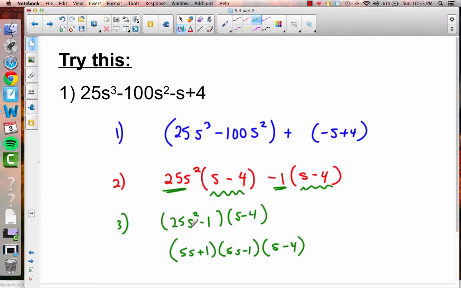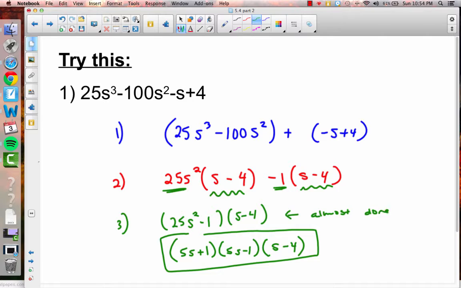And then the last part is to simplify it. And remember, 25s squared, it's a perfect square. So we have 5s plus 1 and 5s minus 1, and then the s minus 4. So this right here is my final answer. If you would have stopped right here, you were almost done, but not quite because you have a difference of squares. So really make sure you're practicing identifying those differences of squares.